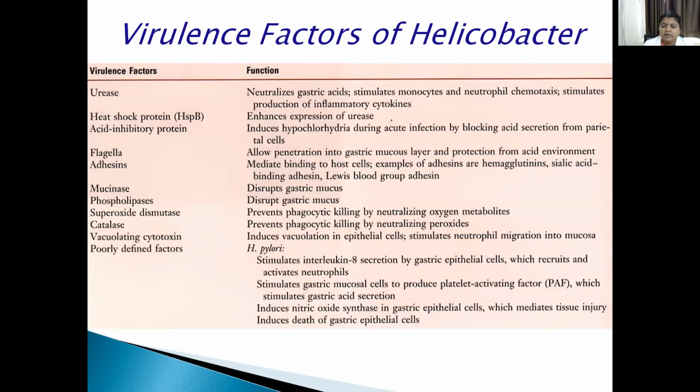In later cases, we can see chronic atrophic gastritis. That means in persons suffering with Helicobacter pylori in later stages, they may have achlorhydric conditions, so they may be prone to many secondary infections also.